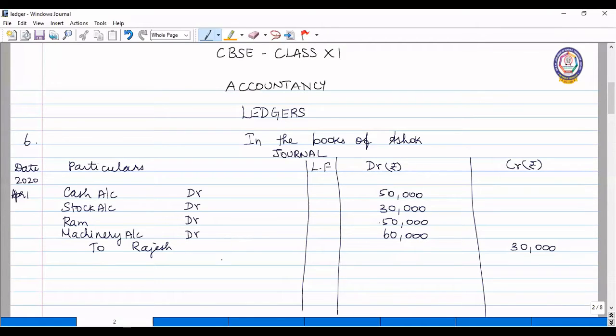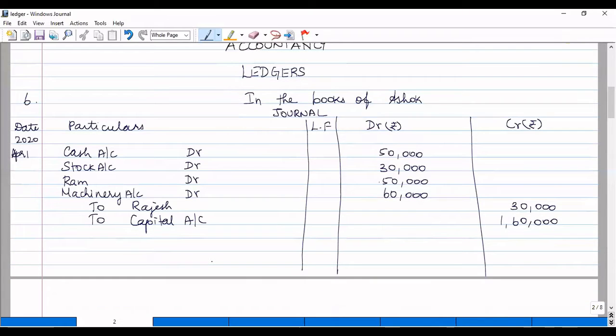So we just have to balance the debit side and credit side always, as we do in other journal entries. Okay, so just total the debit items. We are getting 1,90,000, but on the credit side we have only one entry, that is our creditor Rajesh alone with 30,000. So the balance 1,60,000 is our capital account. Now we'll move on to the transactions given.